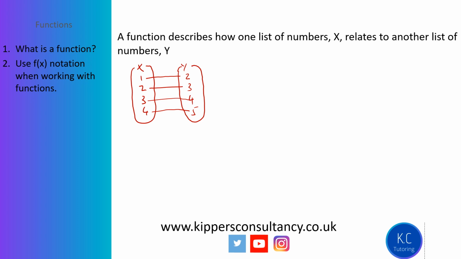You can see in each case that the numbers in the list y are one more than the numbers in the list of x. So this means that the function f of x is x plus 1, essentially one more than x.